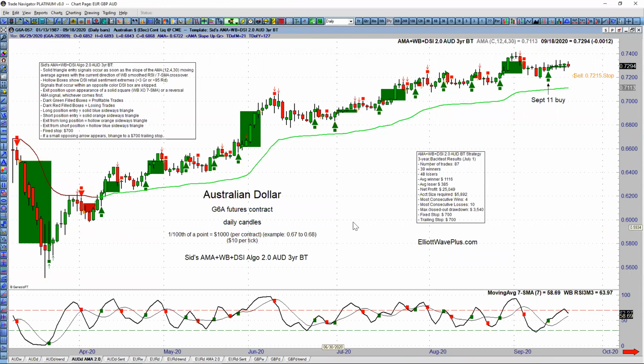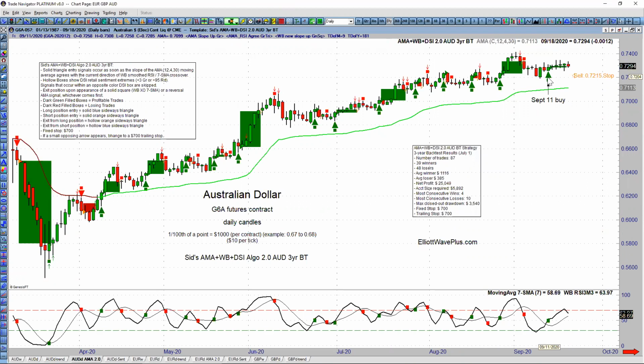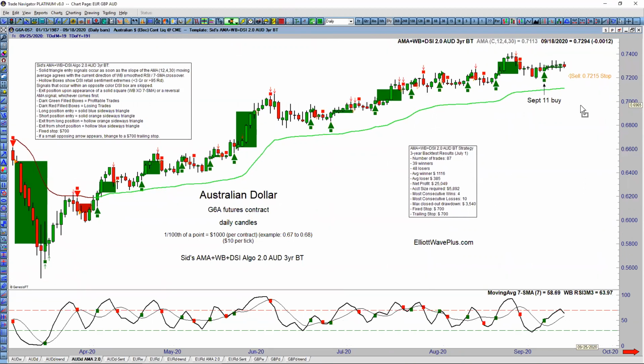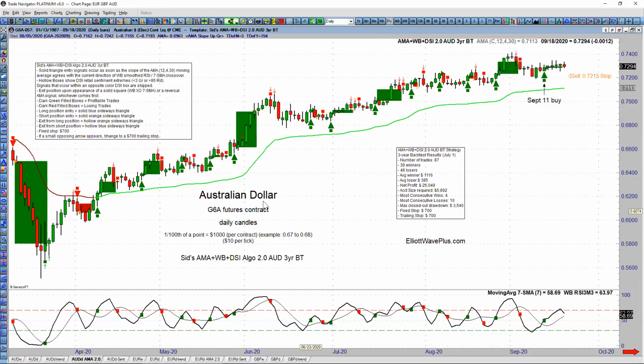The last attempt on the AMA algo, the momentum algo, to do anything was a buy on September 11, and it is still in that trade. If all of a sudden the Australian dollar moves down below 72.15, that'll stop out that long trade, and those stops being hit might propel this currency lower.